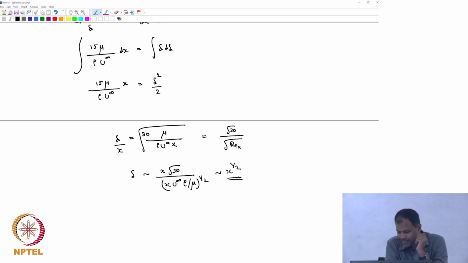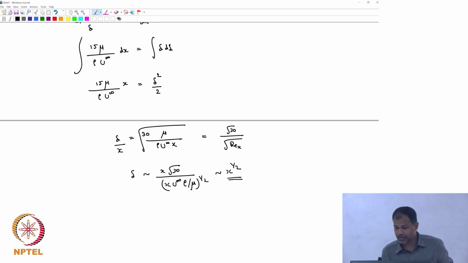Yeah, so the other thing is that, actually, as the Reynolds number increases, the boundary layer thickness should go down. Okay, so it has to be a 1 by relation. That also tells us the Reynolds number increases, the thickness goes down.